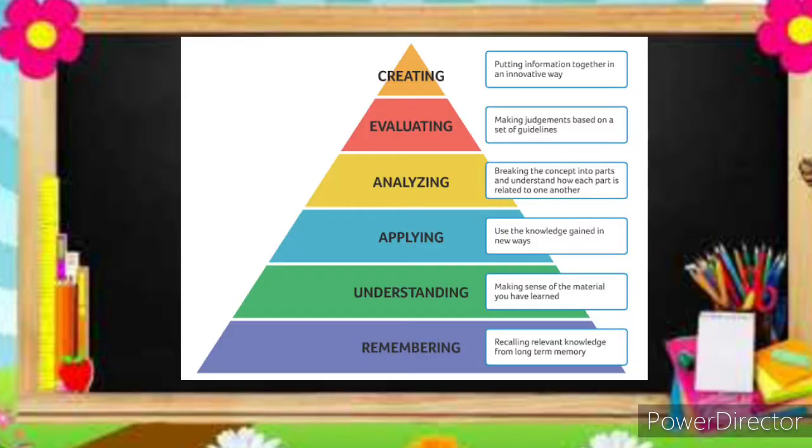There are six major categories of cognitive processes, starting from the simplest to the most complex. The first level is remembering, followed by understanding, and then applying, analyzing, evaluating, and the last one, creating.